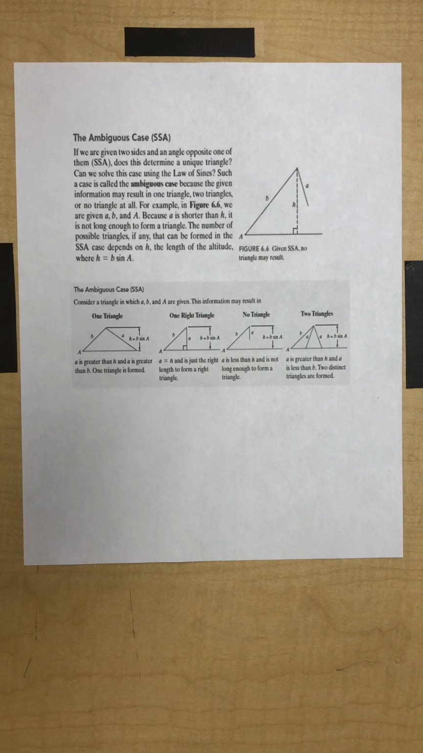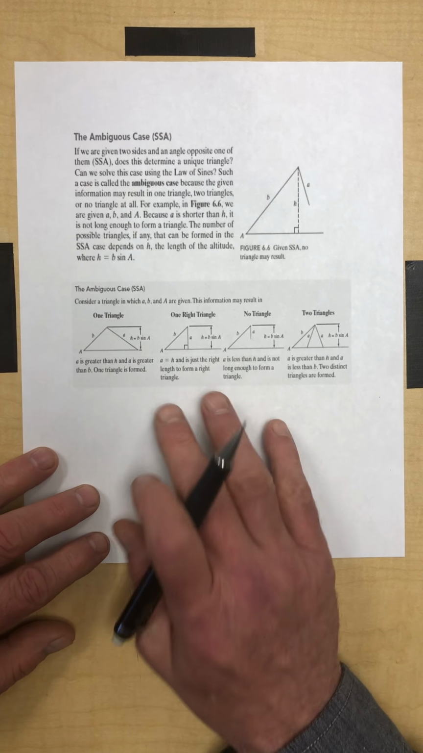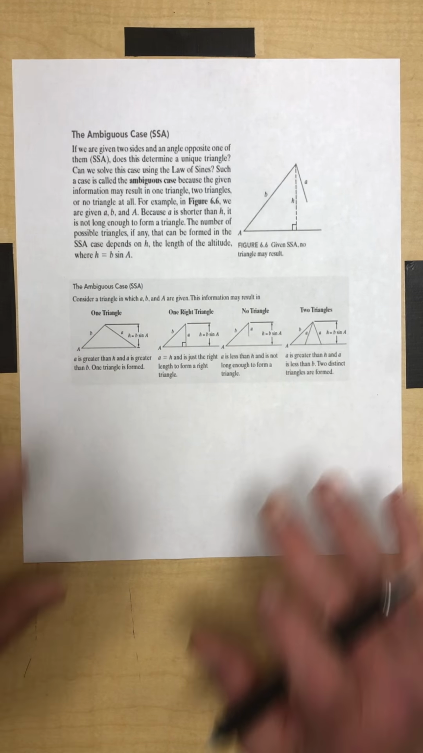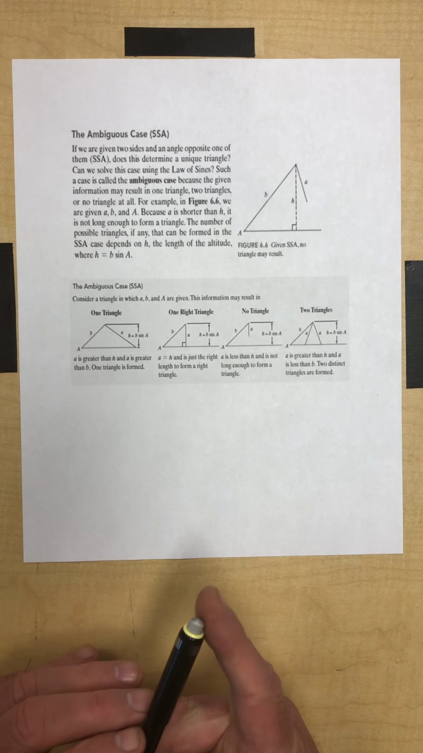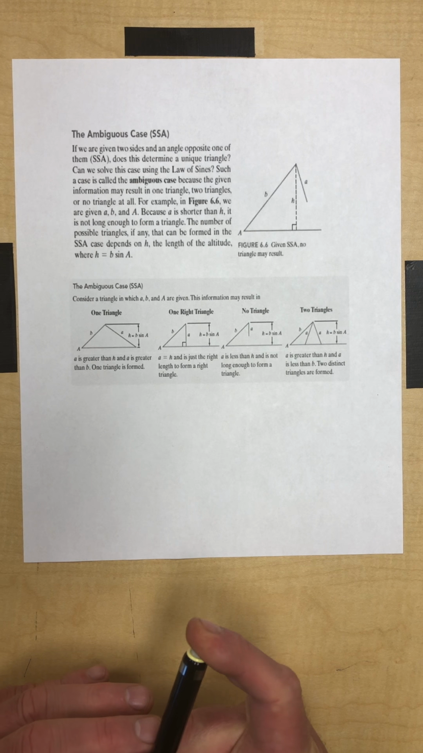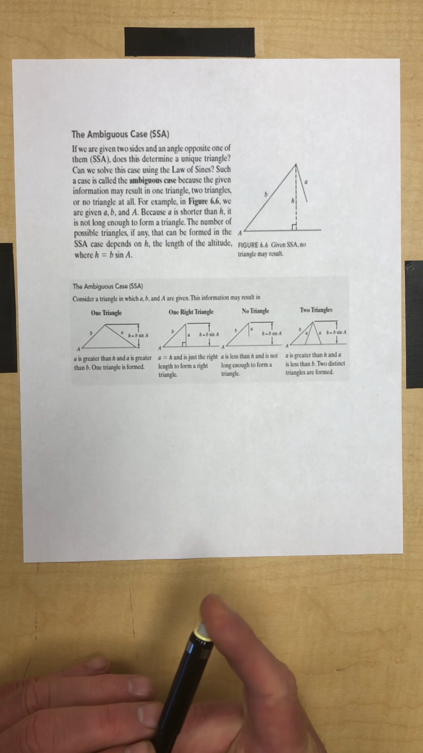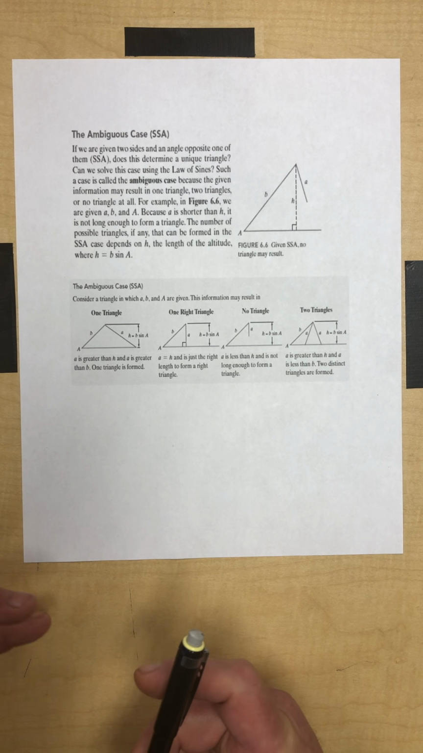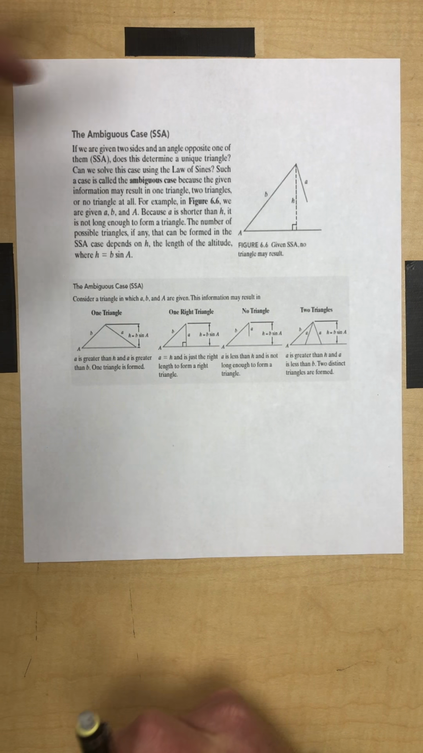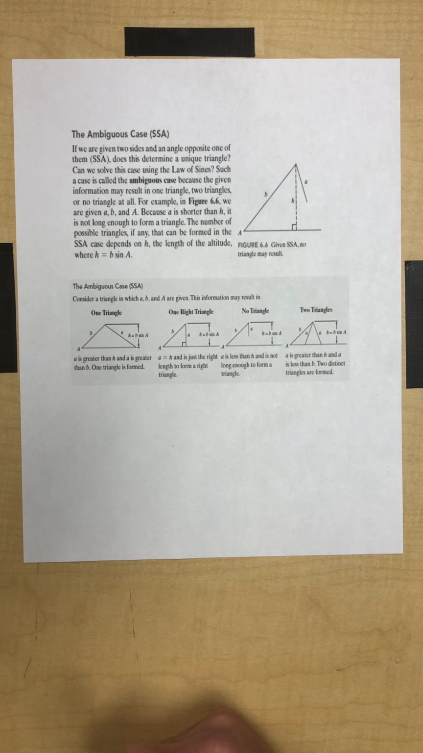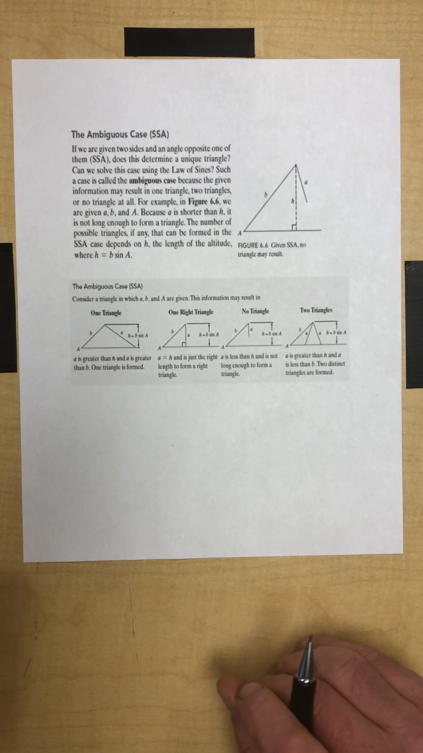We want to start getting into what your book refers to as the ambiguous case of the law of signs. You have this in your notes that I posted on Google Classroom, and this is right in your book too. Your book actually does a pretty good job of explaining this stuff, but we're going to go through it to let you see exactly what could possibly happen when you're given two sides and a non-included angle, because there are four possibilities that could happen, and I'll show you why.